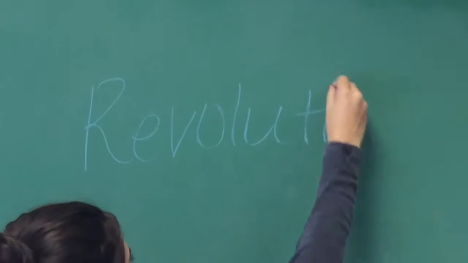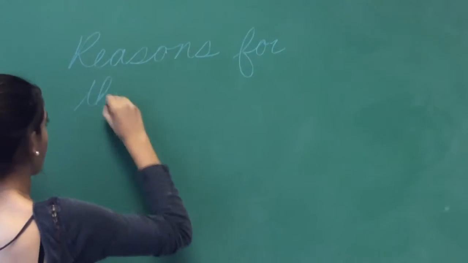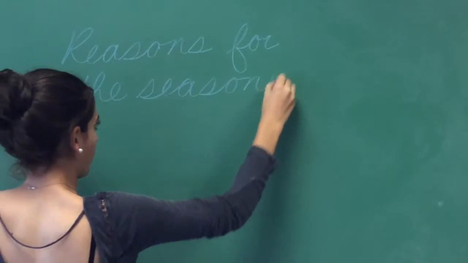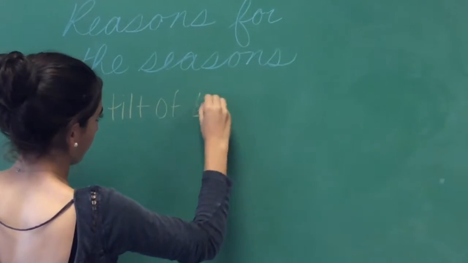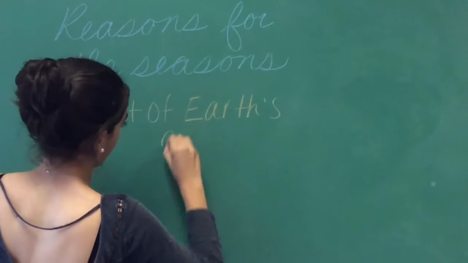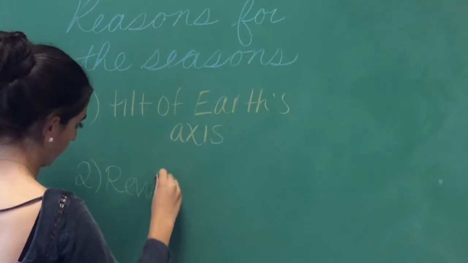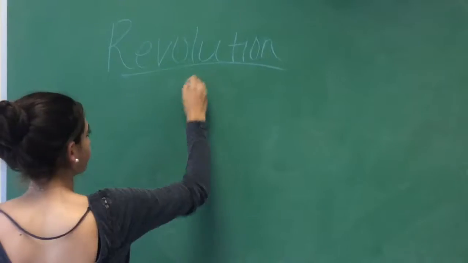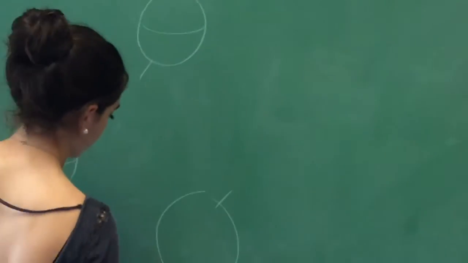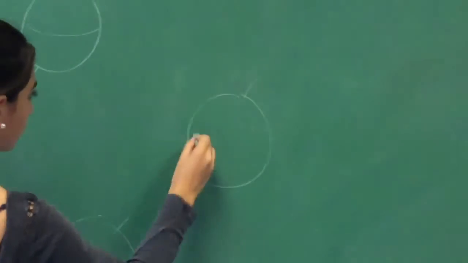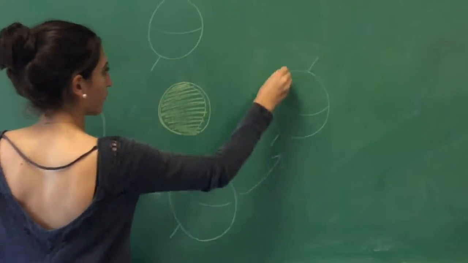Revolution. Seasons are caused by the tilt of Earth's axis and revolution. Our Earth orbits the Sun. In this diagram, the arrows show which way the Earth is revolving.